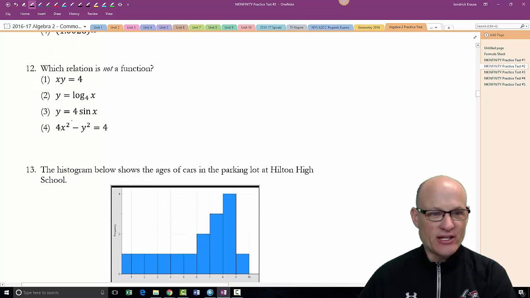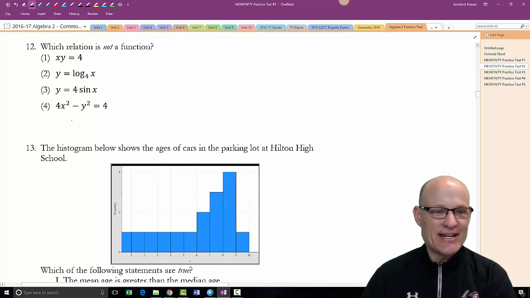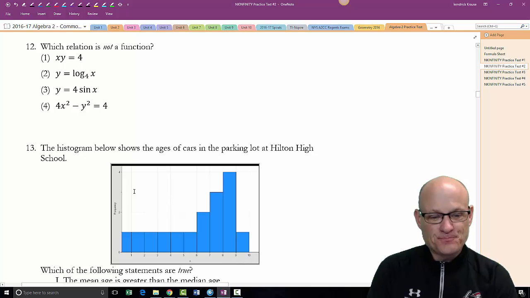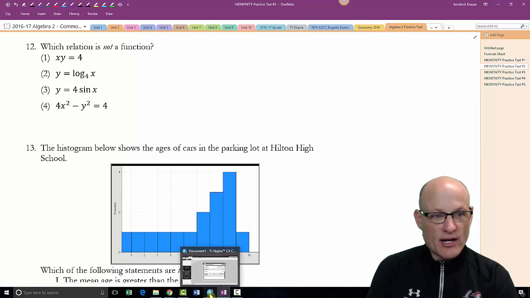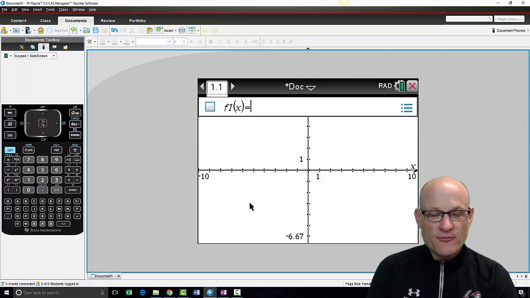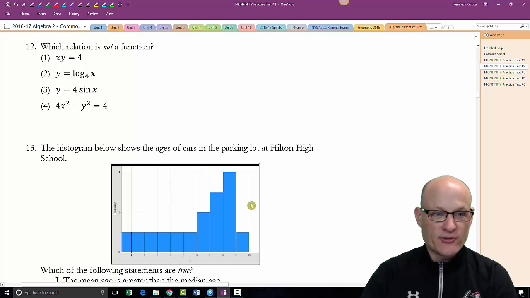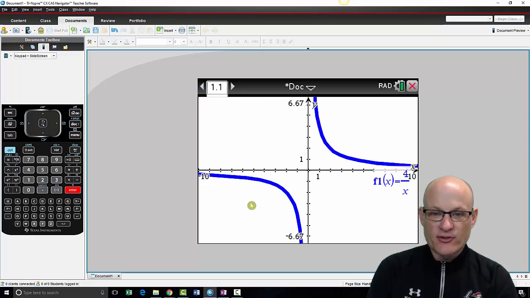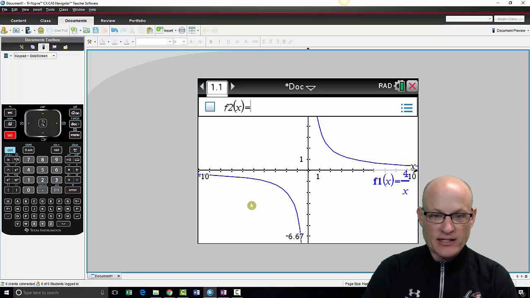All right, finally, which relation is not a function? Well, let me just tell you, the best way to do this is to go over to your graphing calculator and graph these. This last one's going to be a pain, quite honestly, to graph. So the first one, let's go into graph mode. You've got to solve for y, so you get 4 over x. So 4 divided by x, that passes the vertical line test. So that is, in fact, a function.